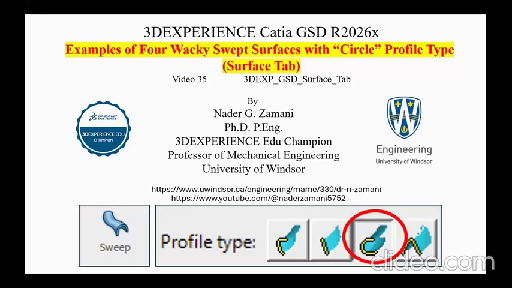So right now I'm going to be doing some wacky surfaces, which is using some of those cases that we discussed earlier. I refer to them as wacky swept surfaces because at least 3 of them are relatively complicated when you look at it the first time. But how it's generated is fairly straightforward using the swept icon, the circle option.